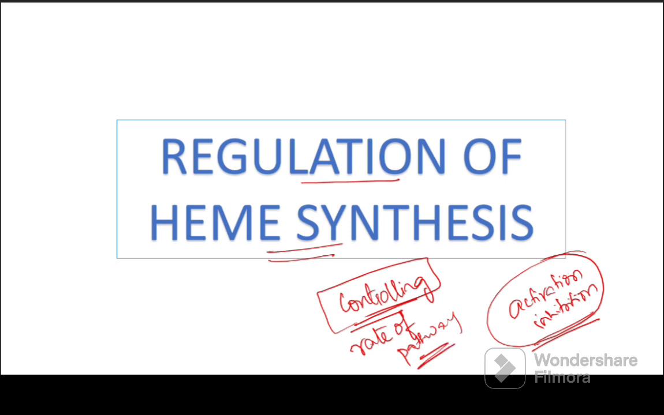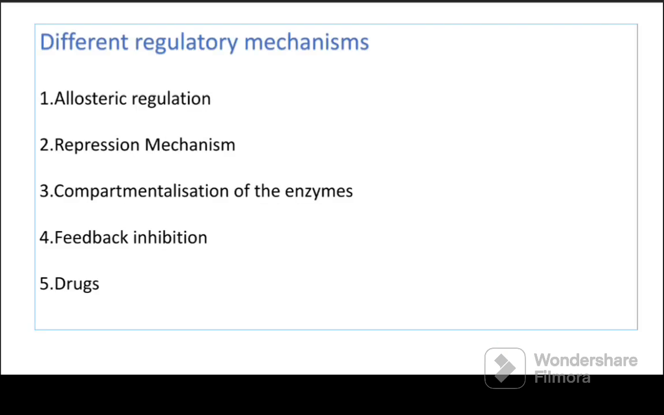So how is heme synthesis regulated? There are different mechanisms which regulate heme synthesis: allosteric regulation, repression mechanism, compartmentalization of the enzymes, feedback inhibition, and there are some drugs which activate whereas others inhibit the heme synthesis.